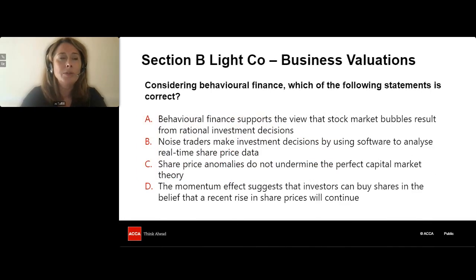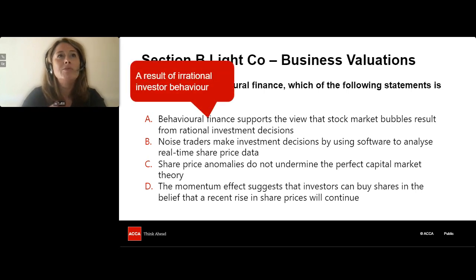So first of all, A, behavioural finance supports the view that stock market bubbles result from rational investment decisions. Stock market bubbles are an anomaly. Therefore, there are things going on outside the control of the stock market. And so it's actually a result of irrational investor behavior, not rational.